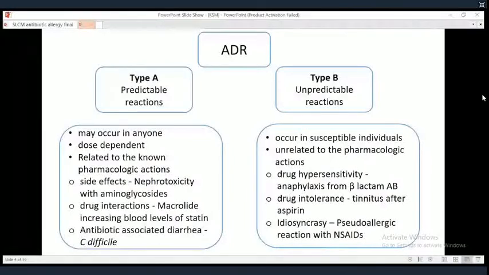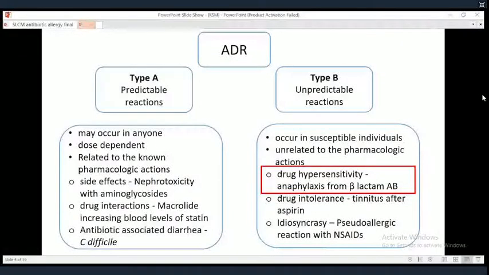So type B reactions are unpredictable. They are also called off-target effects, because they are not related to the pharmacologic action of the drug, and it generally occurs in susceptible individuals. So it will not occur in just anyone who takes that particular drug. Under this comes drug hypersensitivity, that is allergy and anaphylaxis, drug intolerances such as tinnitus after aspirin, and some idiosyncratic reactions. Examples would be urticaria or angioedema following use of NSAIDs, or even exacerbation of respiratory diseases following non-steroidal anti-inflammatory drugs.